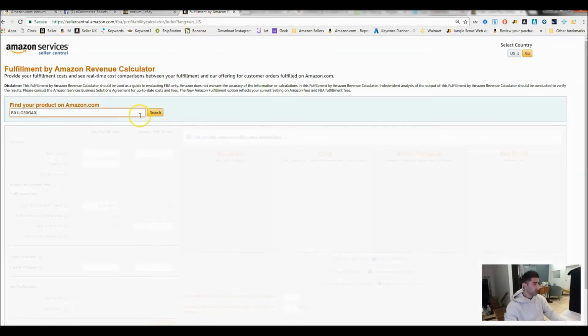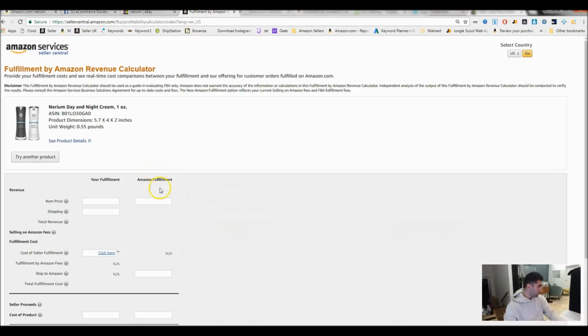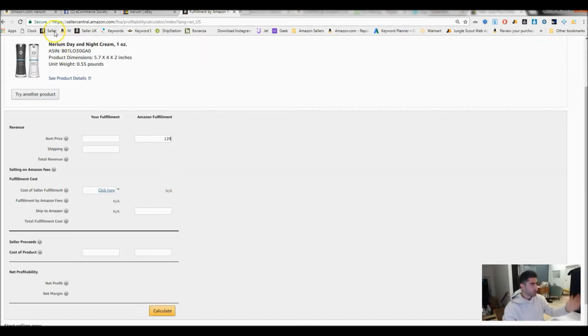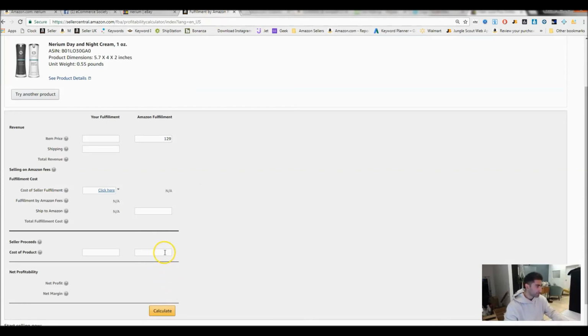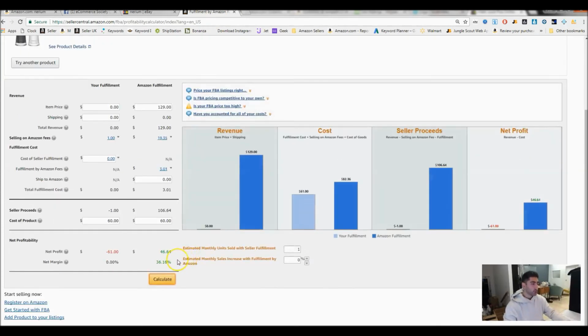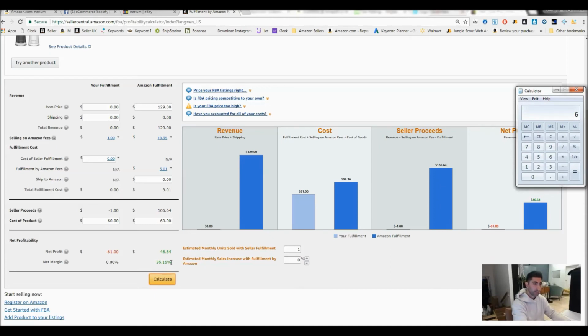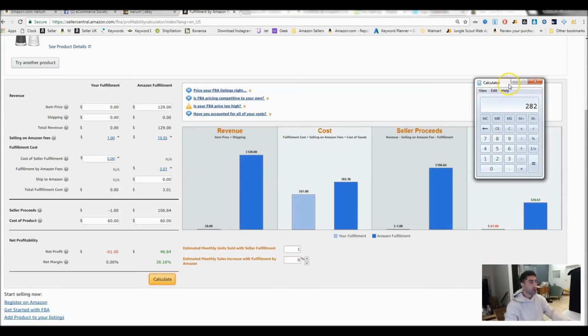I'm taking it to the fee calculator, pasting it, and then putting the sale price, which is $129, $130, whatever it is. You could sell it for more if you want, or less, whatever. And the product cost, which is $60 on eBay. So our profit is $46, or 36%, and you bought six of them, right, with your $350 investment. So 6 times 47, you just made $282.